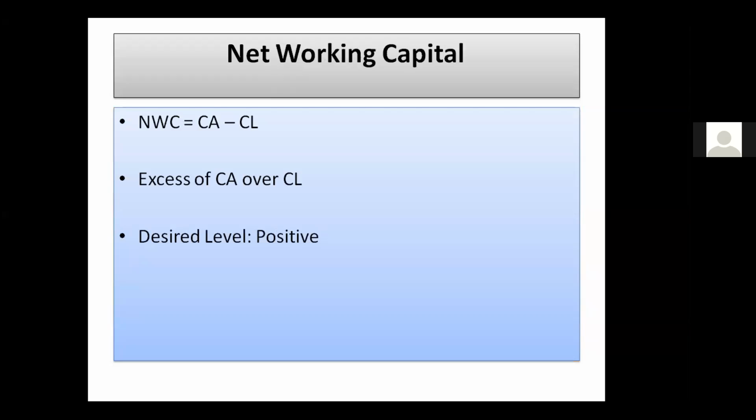Negative, if it is negative, we will not be able to pay off the current liabilities with the help of current assets.